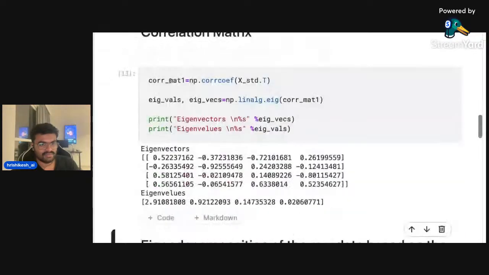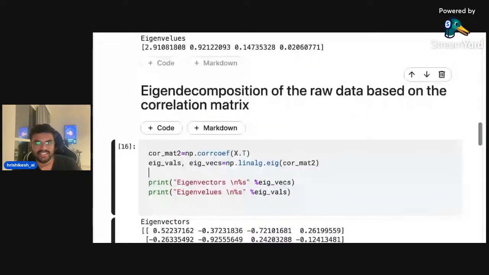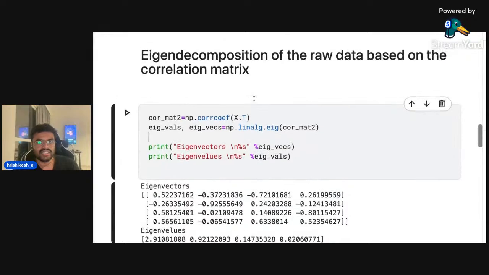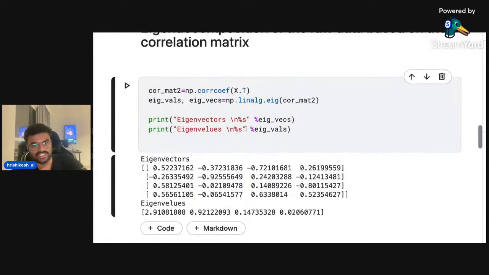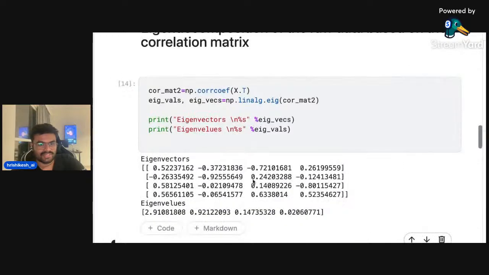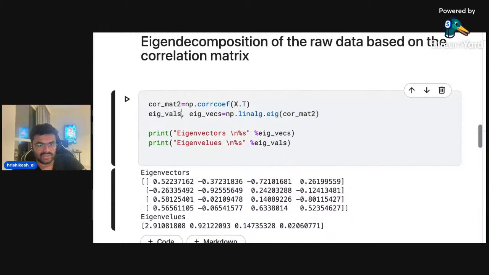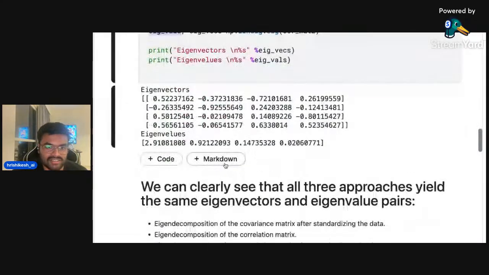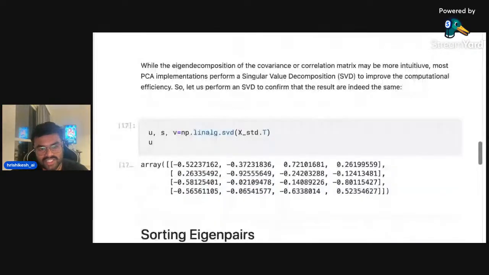Again, the values are the same. Then we need to do an eigendecomposition based on the correlation matrix that we have got, and here we are implementing it on core mat 2. Everything is stored in eigenvalues and eigenvectors, and you might not notice much of a difference. Okay, let's jump to singular value decomposition.